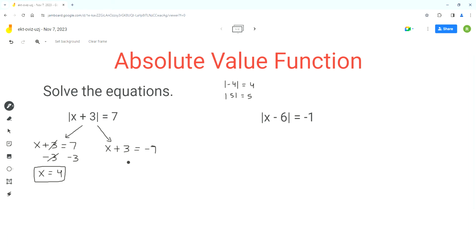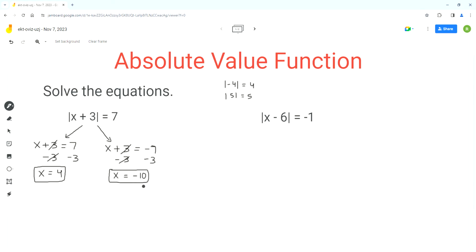Now we can analyze the negative case. We have to isolate x, so we subtract 3 from both sides. The 3s on the left side cancel each other out, and we get x equals -7 minus 3, which is equal to -10. So this is the second solution for this absolute value function equation. So this equation has two solutions, x equals 4 and x equals -10.